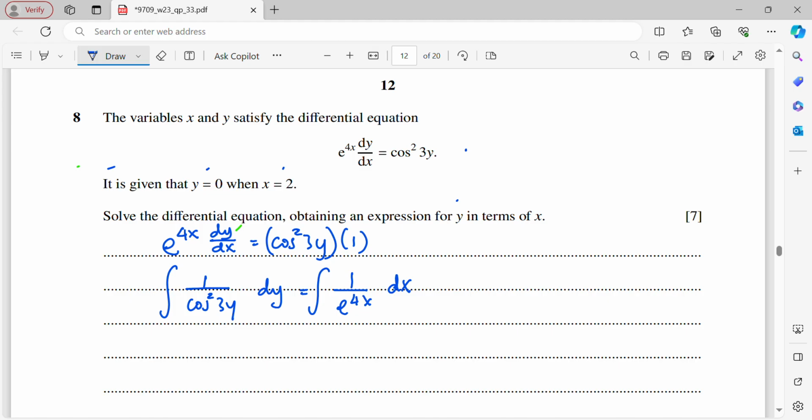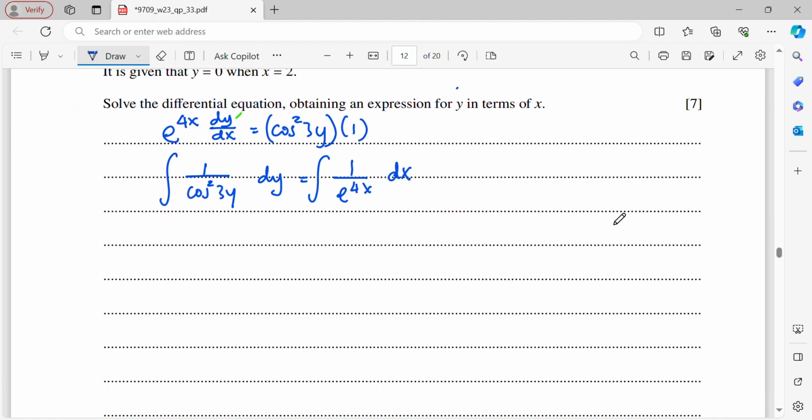integrate both sides. Now, before I integrate, I have to simplify first. 1 over cos squared 3y is basically secant squared 3y. Then 1 over e to the 4x, I have to move up the e, so it becomes e to the negative 4x. Alright, so then you have to integrate term by term now.